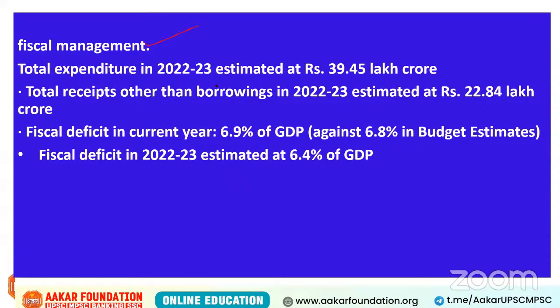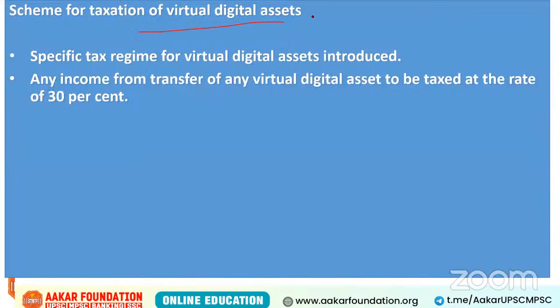Okay. Then as far as fiscal management is concerned, fiscal deficit in 2022-23 is estimated at 6.5% of the GDP. Okay, last year budget में target 6.8 किया था, but actually because of the pandemic, fiscal deficit has increased to 6.9%. टोटल एक्सपेंडिचर बजट में कितना दिया हुआ है एस्टिमेशन? तो 2022-23 ईयर में 39.45 लाख करोड़ एक्सपेंडिचर करेगा गवर्नमेंट, और गवर्नमेंट की इनकम कितनी रहेगी, 22.84 लाख करोड़। सो 39 और 22 के बीच में जो गैप है उसको हम बोलते हैं फिस्कल डेफिसिट. Then scheme for taxation of virtual digital assets.